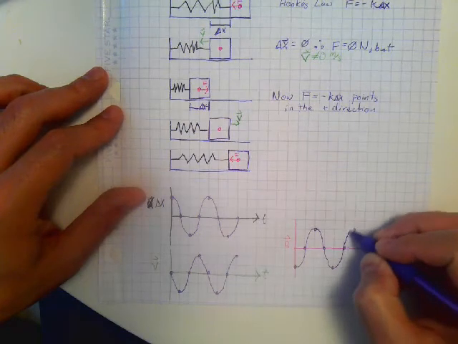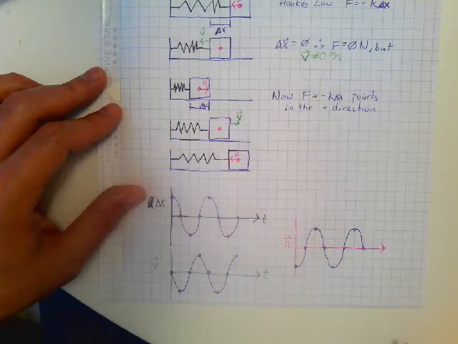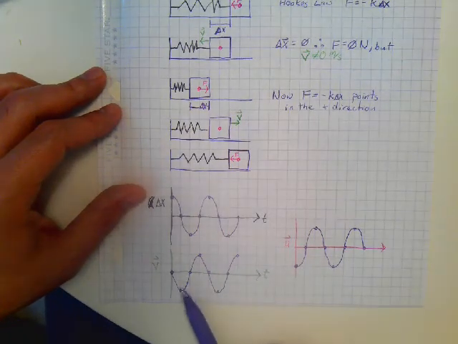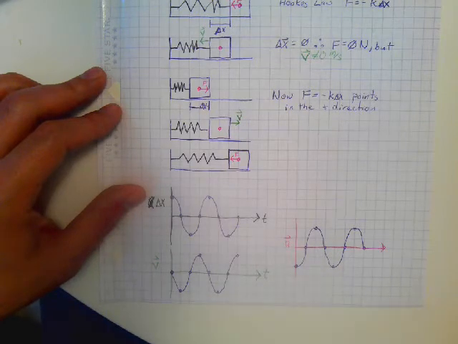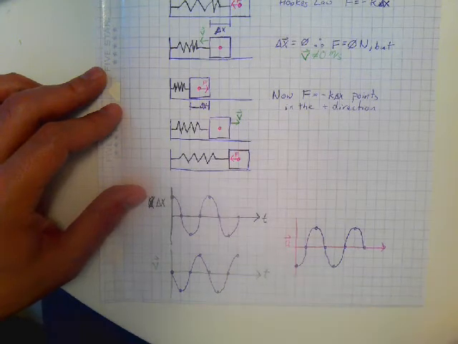So, and then the same thing happens for the acceleration. If I take the derivative of a negative sine graph, I get a negative cosine graph. So that's weird. I get sines and cosines.